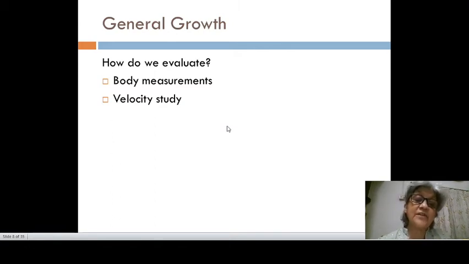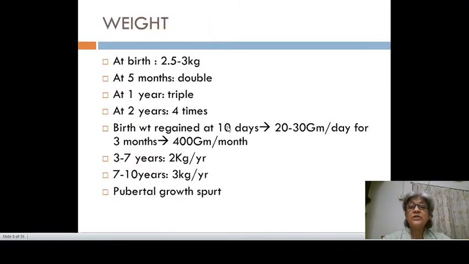Another aspect of growth measurement is the velocity study. That is, over time, how is the child growing? As we go on, we will discuss this in more details. So, coming to the different parameters, the most important parameter is weight.